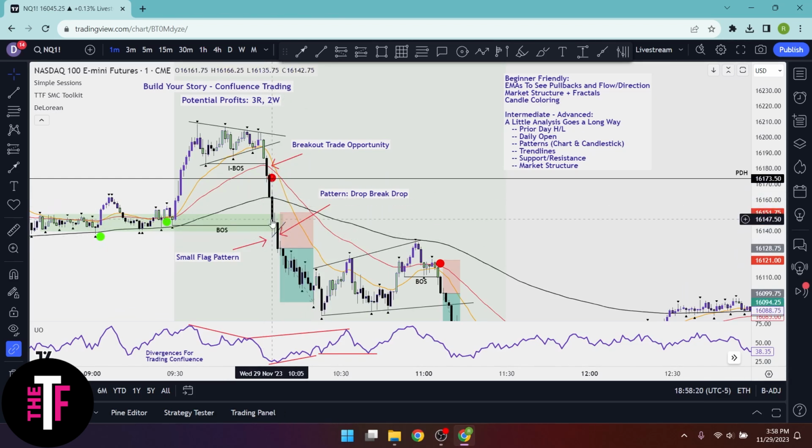Though the entry came here, you can give it a brief pause, see what it does. So you get a breakthrough, retest of this zone, and then it continues. So that's the type of confluence trading that I'm talking about and why I marked this out as the entry here. Now you could, again, have taken it right where DeLorean signaled for you to take it.